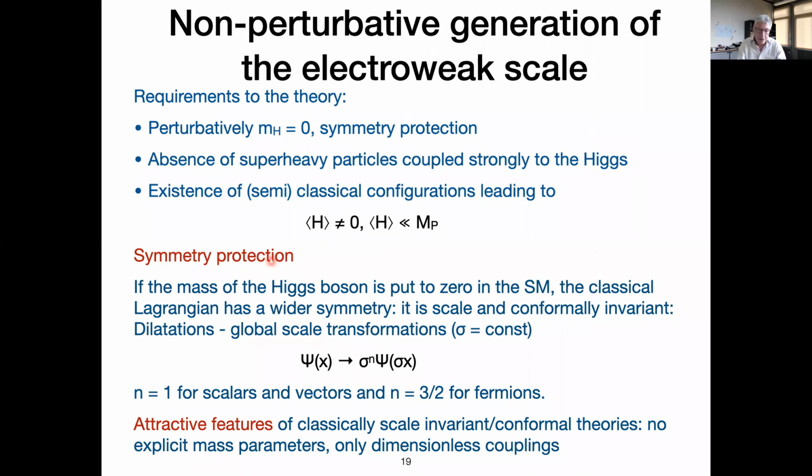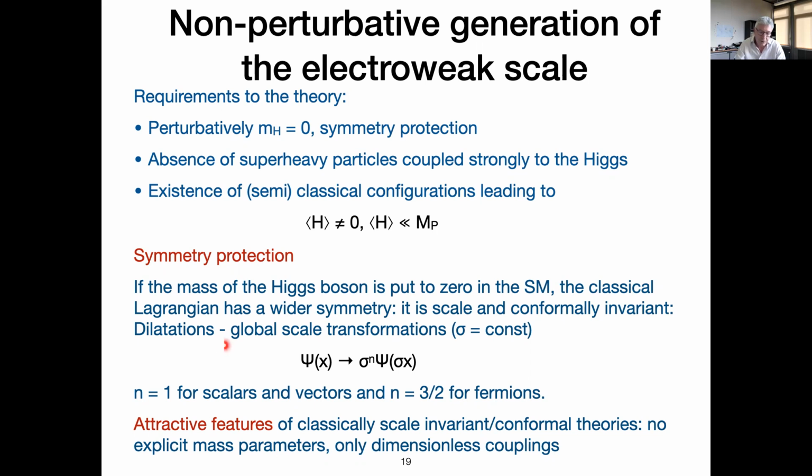First of all, symmetry protection. If you take a standalone standard model and put the mass of the Higgs boson to 0 in the standard model, then the classical Lagrangian has wider symmetry. And the classical Lagrangian is scale and conformally invariant.